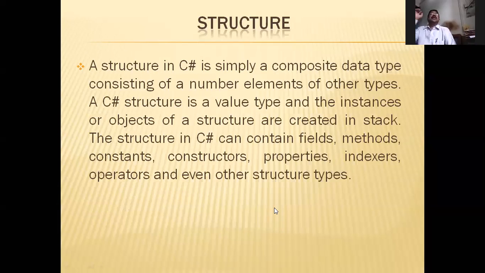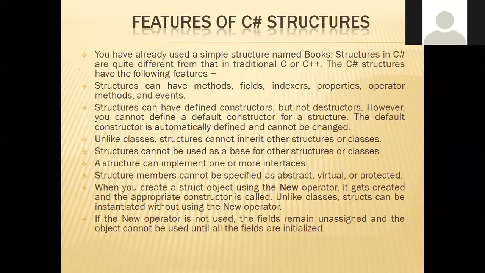Also the structure can contain members such as fields, methods, constants, constructors, properties, indexers, operators, and even other structure data types. Okay, so that is also a very important thing. Not only the members, but we can contain the fields, methods, constants, constructors, properties, and indexers. We know that the C sharp structure has some features. So a structure can use methods, fields, and indexers.